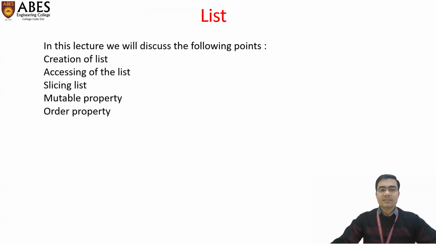So in this lecture, we will discuss how to create a list, then accessing of the list, then slicing, that is the most important thing in a list also. The next thing is the mutable property and the order property. This is the sequence we will discuss in this lecture. So we will start with how to create a list.